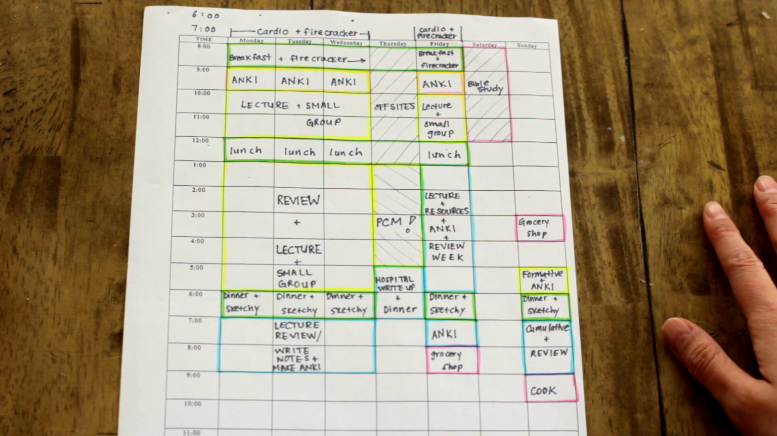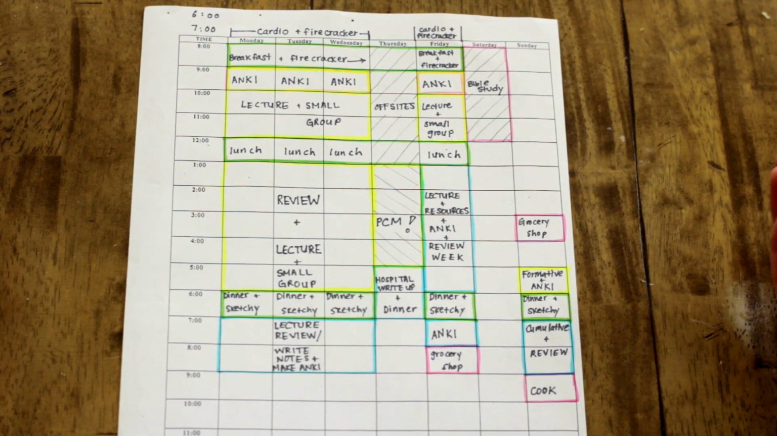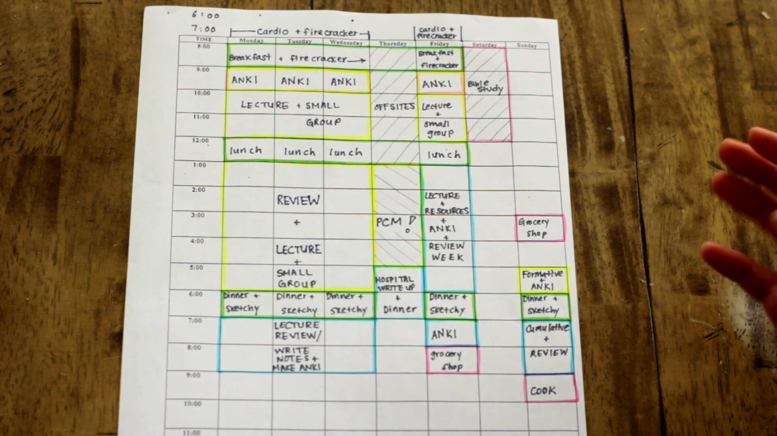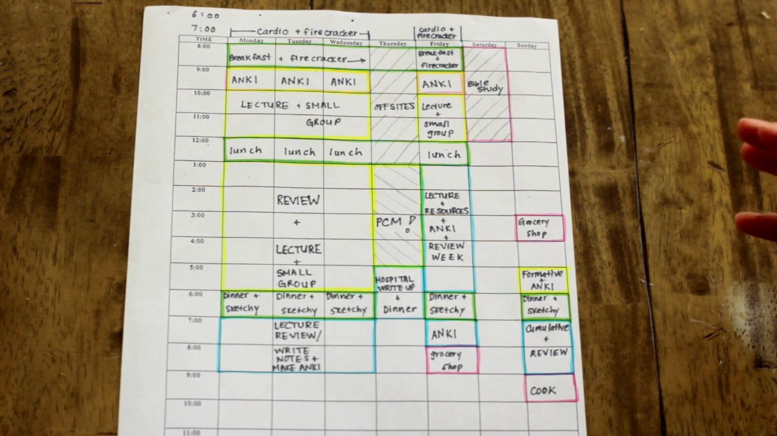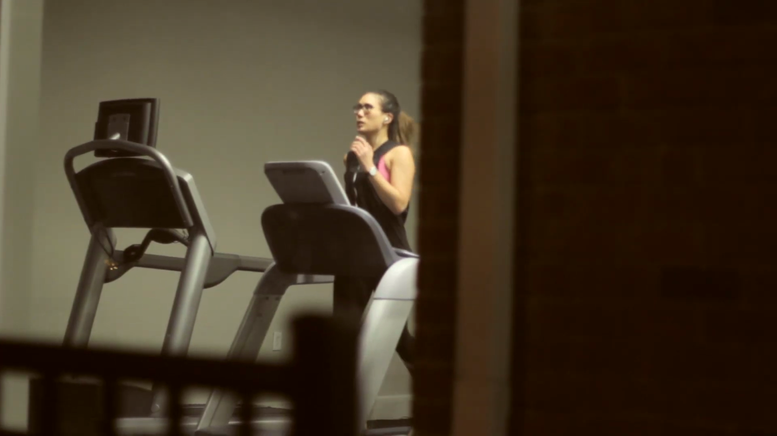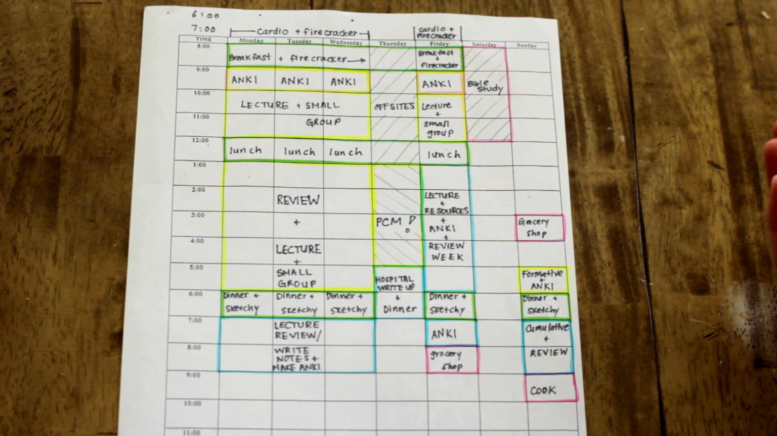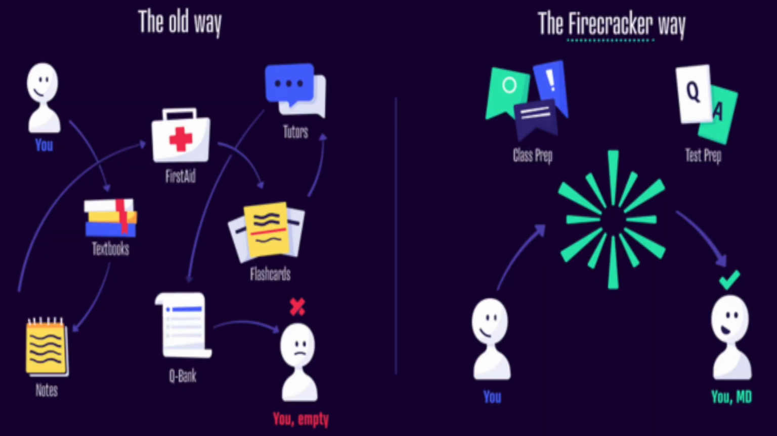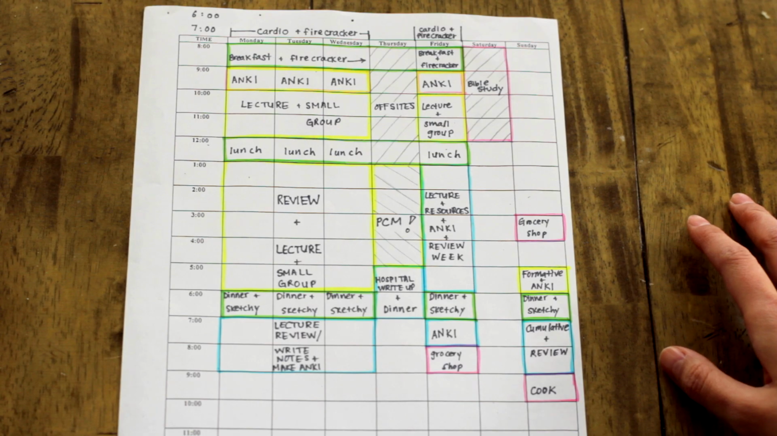So I'm gonna start from Monday. Monday through Wednesday, I pretty much have the same schedule. So I'm gonna be waking up sometime between 6 and 6:30 and going to do cardio at my home, at my apartment gym. And while I do cardio, I'm gonna be doing Firecracker. And Firecracker, I've talked about before, it's basically like a flashcard-based learning tool online.